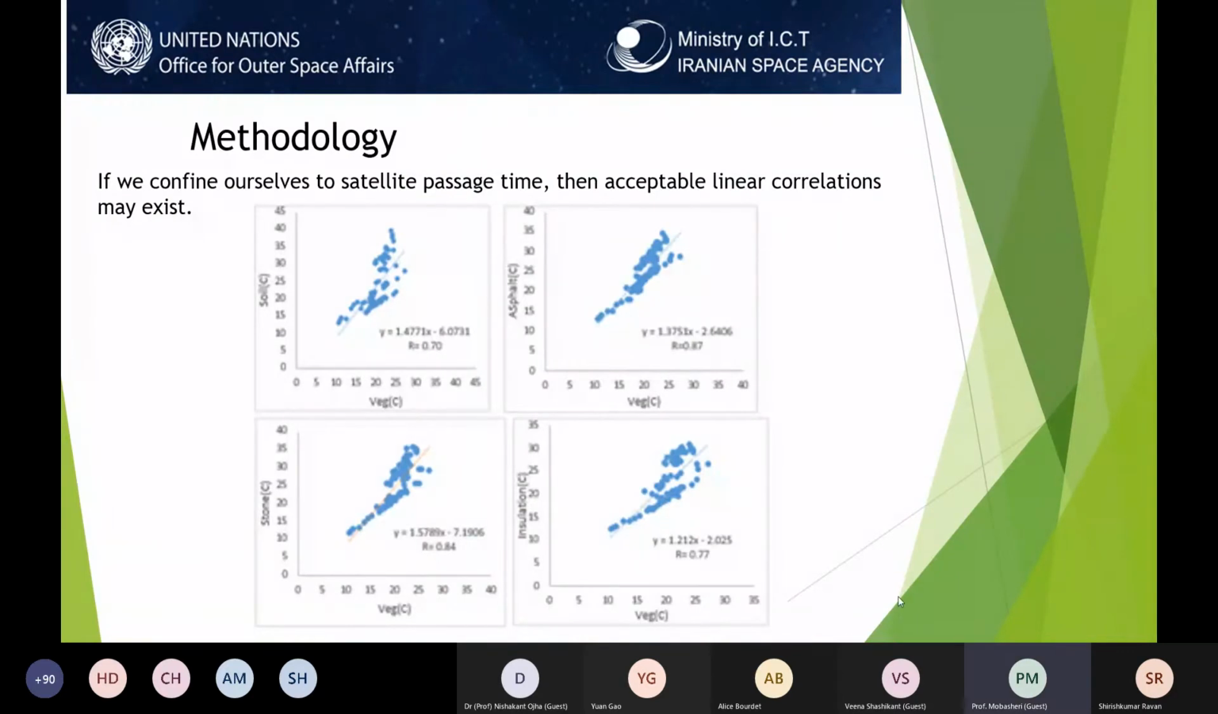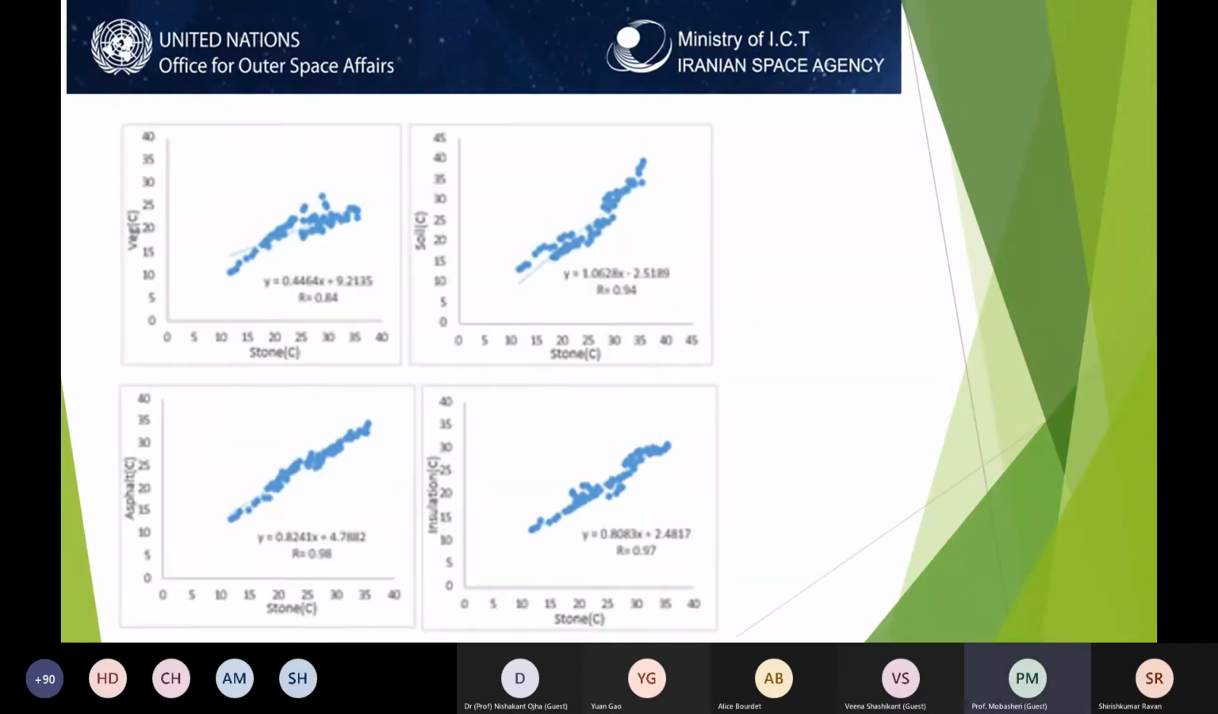Look at this. The vertical is, let's say, the first one is soil, and the horizontal was vegetation. So soil with respect to vegetation, asphalt with respect to vegetation, stone with respect to vegetation, and insulation surface with respect to vegetation. Some of them are poor, but vegetation with respect to stone, soil with respect to stone was better correlation. You can see, let's say, insulation with respect to stone has a correlation of 97%, and the other one was 98%. So some of these surfaces can be calculated from each other. They do have a temperature relationship at the time of satellite passage only.